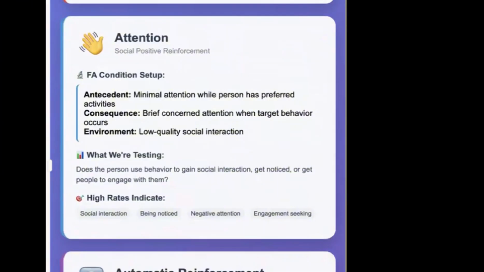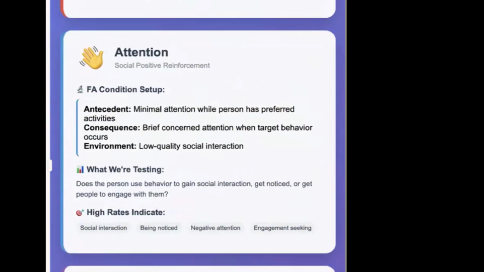For attention, minimal attention will be given, and then attention will be given after the target behavior happens. And this will give us that idea and confirmation if the behavior is attention seeking. Does the person use this behavior to gain social interaction, get noticed, or get people to engage with them? If that is the case, then we are coming to the conclusion that that person needs more positive attention or appropriate attention in other ways. Some key test words might be social interaction, being noticed, negative attention, engagement seeking.